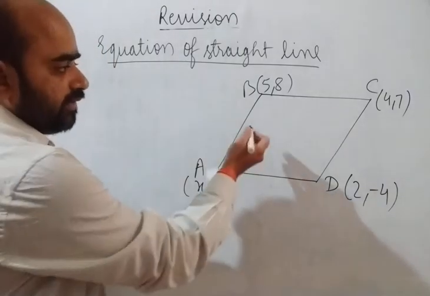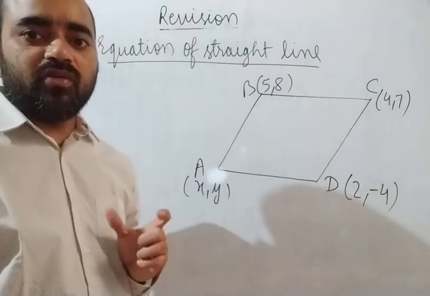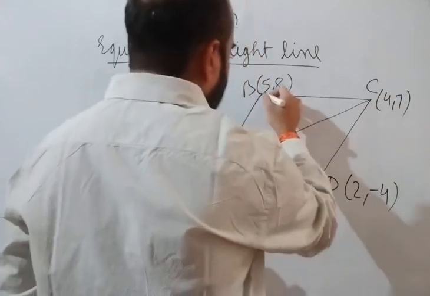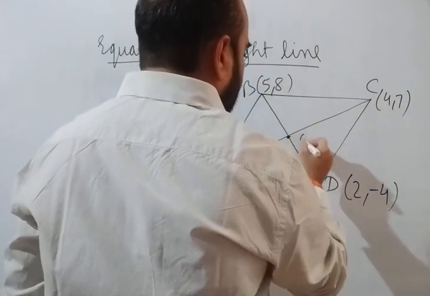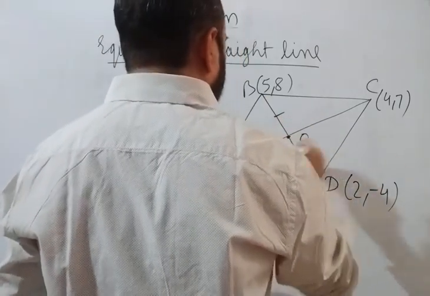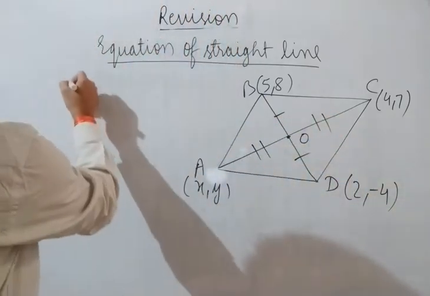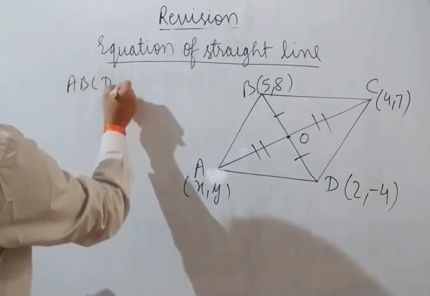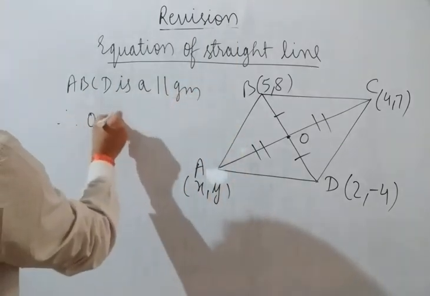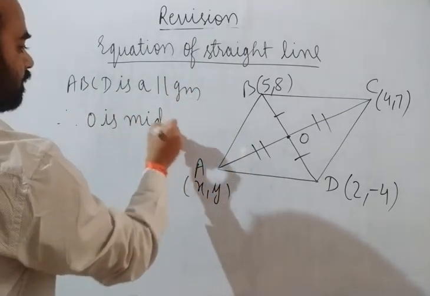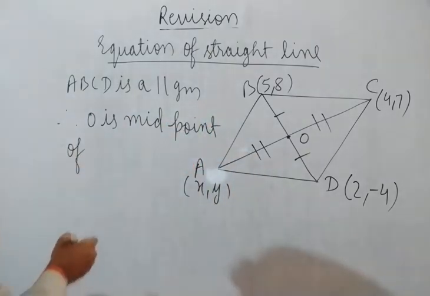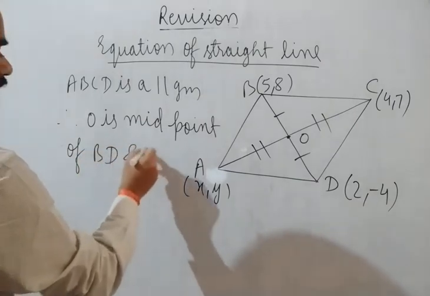Very easy. If this is a parallelogram, in a parallelogram diagonals bisect each other. What is the meaning of this? Diagonals bisect each other means O is the midpoint of BD as well as AC. ABCD is a parallelogram, therefore O is the midpoint of both BD and AC.